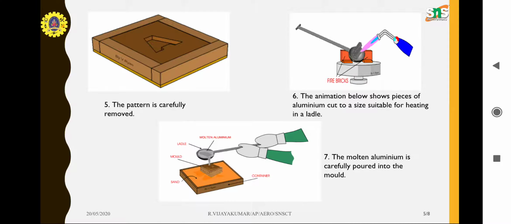You can notice the impact of the pattern in the sand. It resembles an A. It's an A pattern. We can see it very clearly.